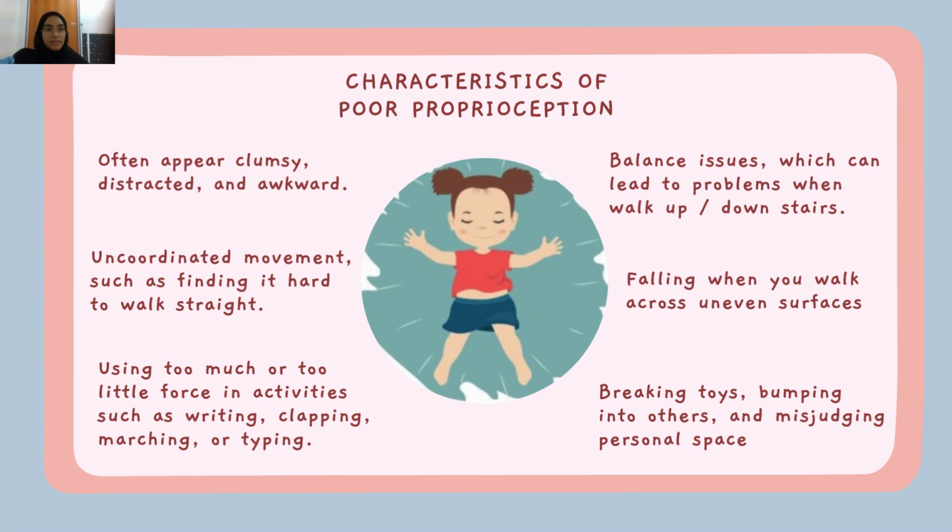Other than that, they have breathing issues which can lead to problems when they walk up or walk down the stairs. They also tend to fall when they walk across uneven surfaces. Next, they also seem to break toys, bump into others, and misjudge personal space. So a proprioceptive issue can be hard to notice because it may present as a motor skill issue. So be sure to consult a specialist for accurate information.